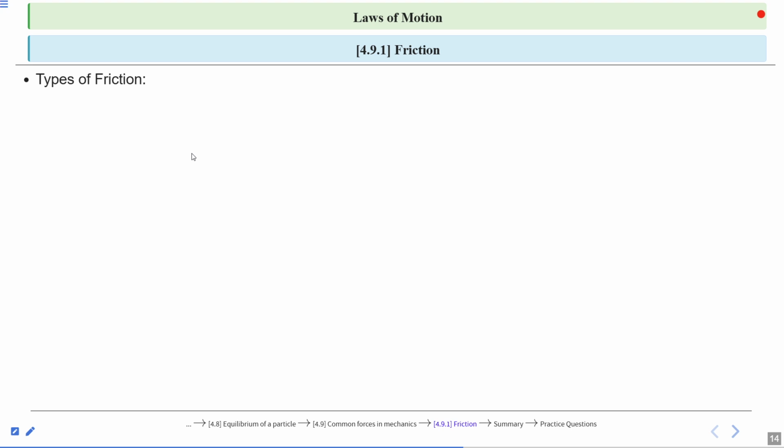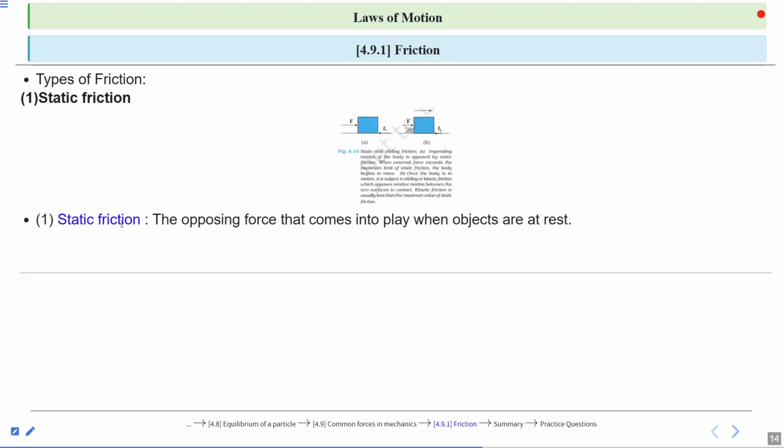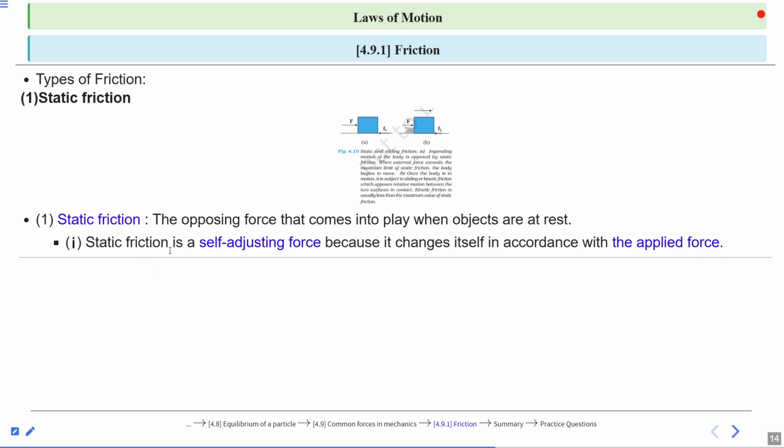Types of friction. Here we will learn static friction, kinetic friction, and limiting friction. First is static friction. So the question arises, what is static friction? Static friction is the opposing force that comes into play when objects are at rest. Static friction is a self-adjusting force because it changes itself in accordance with the applied force.